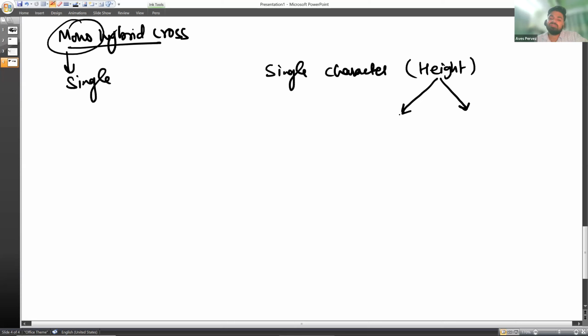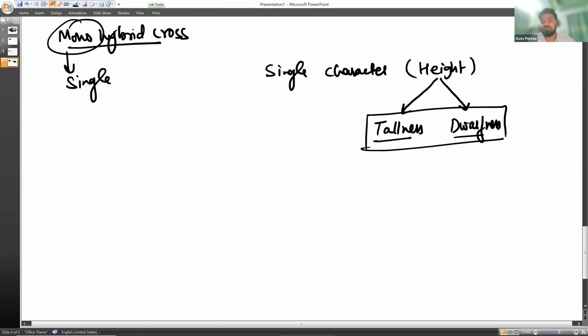In the case of height we have two traits. One is tallness, another one is dwarfness. Got it? So in the monohybrid cross there are these two traits, one is tallness, another is dwarfness. This is called a pair of traits. So every character has at least one pair of traits.